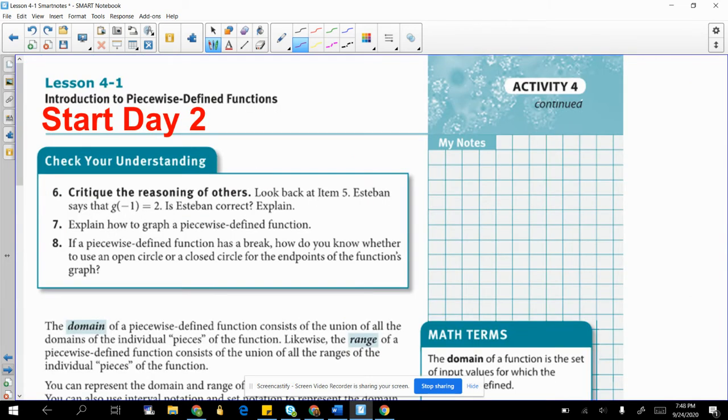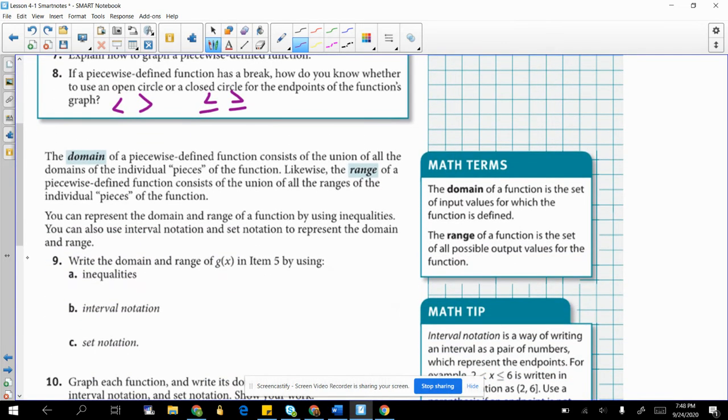Number 7 says, explain how to graph piecewise defined functions. We're going to do some more with that today. And 8 says, if a piecewise defined function has a break, how do you know whether to use an open circle or a closed circle? We talked about that last time, but open circle would be a less than or greater than. Closed circle would be less than or equal to or greater than or equal to.